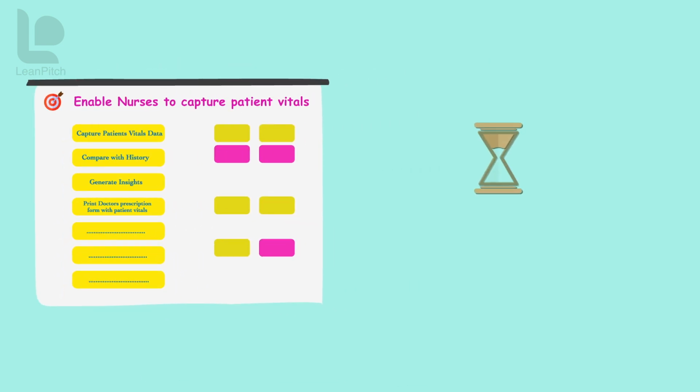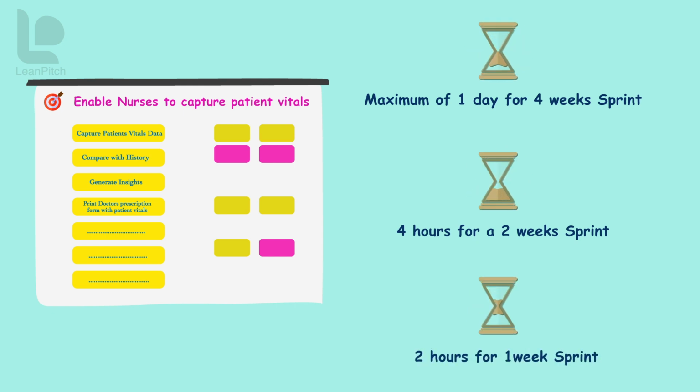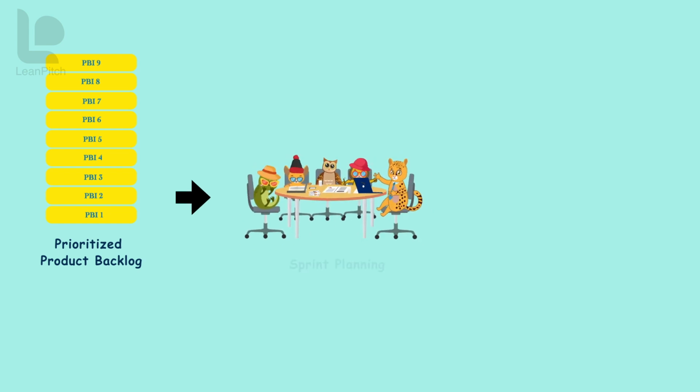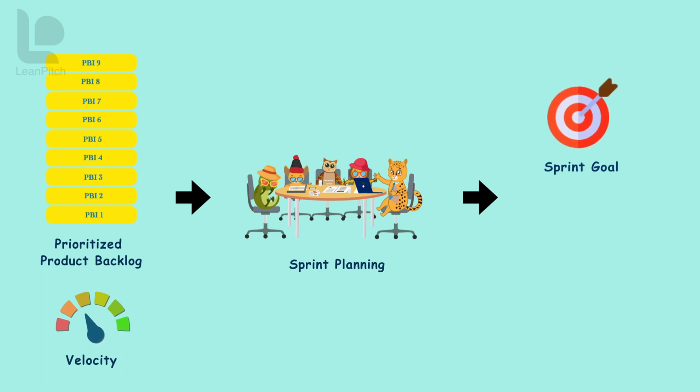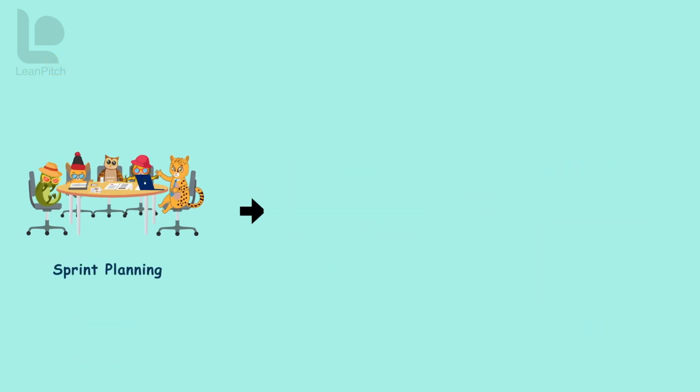Scrum suggests to time box this event to a maximum of 1 day for a 4-week sprint. Similarly, you may time box this event to 4 hours for a 2-week sprint, 2 hours for a 1-week sprint. The inputs to this event are the prioritized product backlog, which is refined, the team's past performance and learning from previous sprints. The output would be a sprint goal and the sprint backlog. After the sprint planning, the development starts.